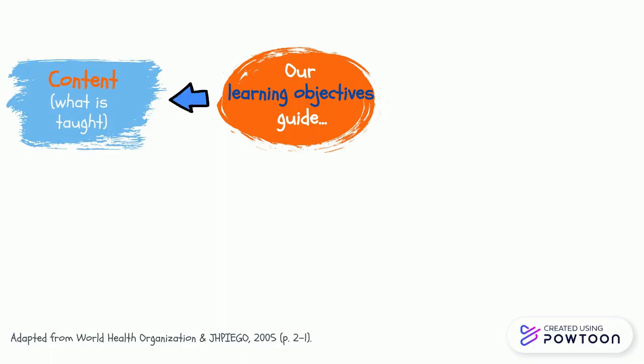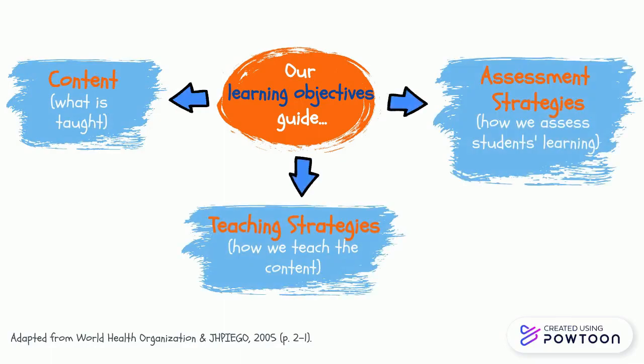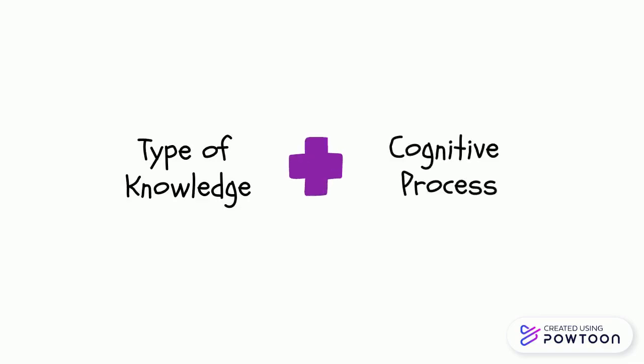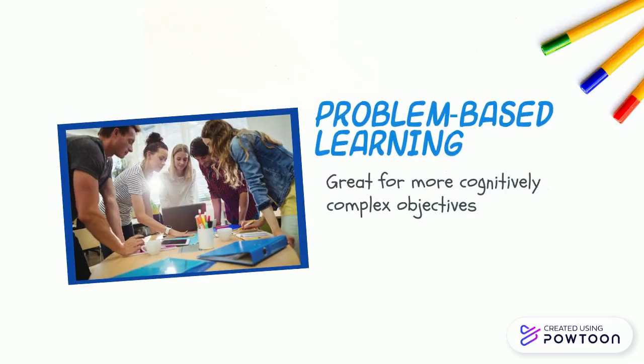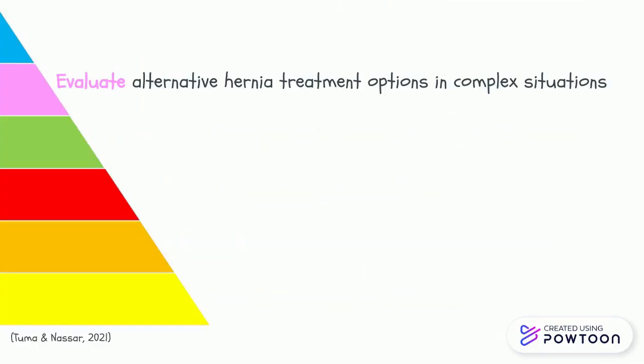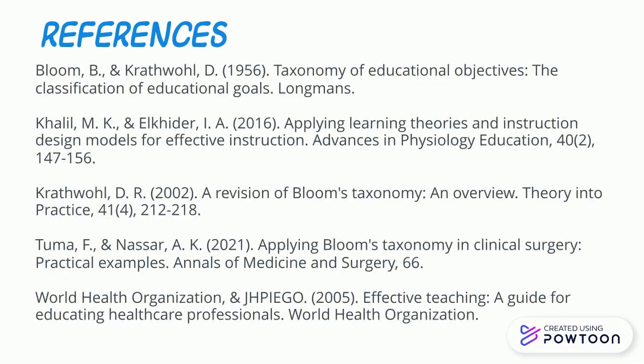And as I alluded to earlier, we can use Bloom's taxonomy in writing our learning objectives, which can then in turn help us select appropriate teaching strategies and appropriate assessment strategies. And we can do this by looking at the type of knowledge we want to teach, as well as the cognitive process dimension. For example, problem-based learning is a great strategy for some of those more cognitively complex learning objectives. For example, our previous example of evaluating alternative hernia treatment options in complex situations could potentially be a nice fit for PBL. And that's all for now on learning objectives and Bloom's taxonomy.